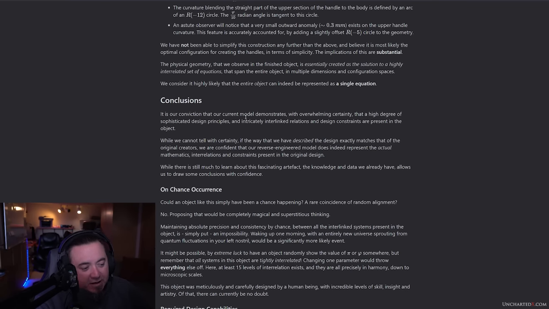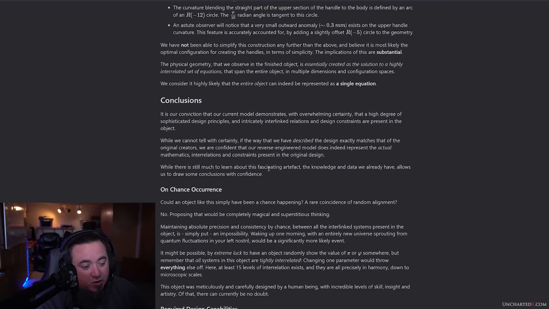It is our conviction that our current model demonstrates with overwhelming certainty that a high degree of sophisticated design principles and intricately interlinked relations and design constraints are present in the object. While we cannot tell with certainty if the way that we have described the design exactly matches that of the original creators, we are confident that our reverse engineered model does indeed represent the actual mathematics, interrelations, and constraints present in the original design. So he's worked backwards to essentially figure out the mathematical system used to define this.